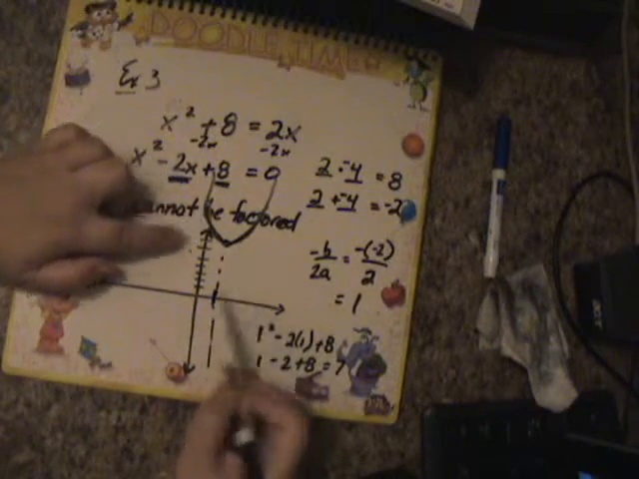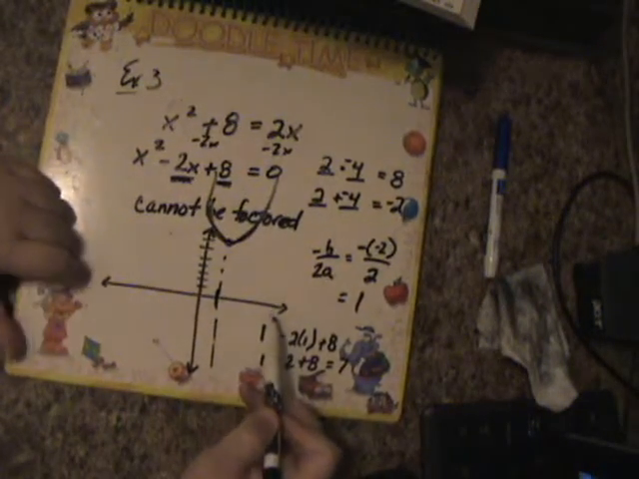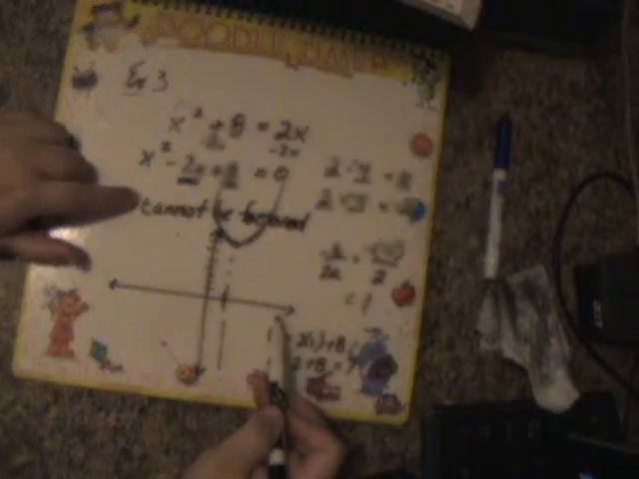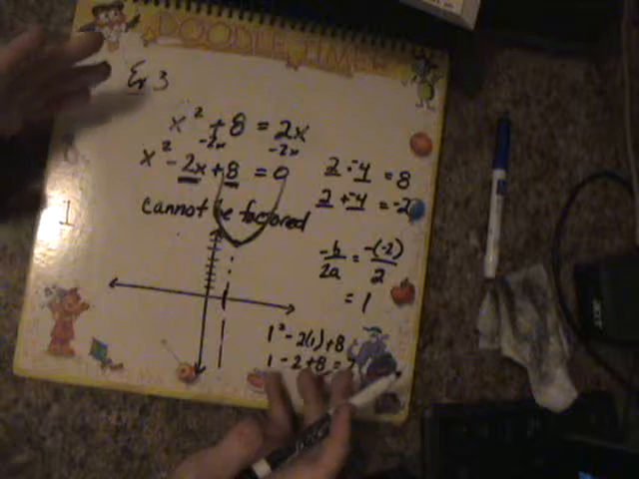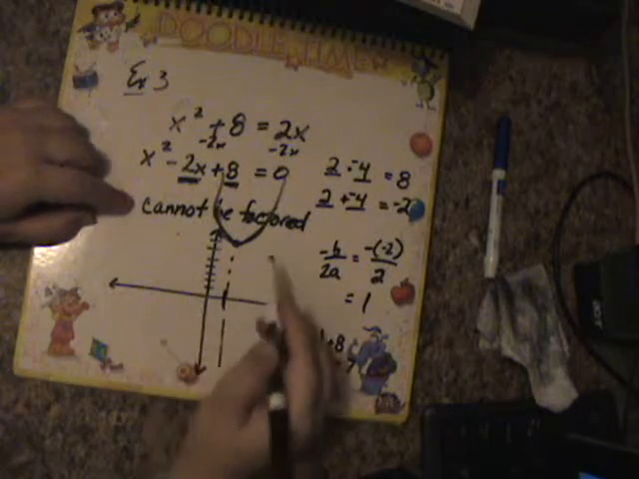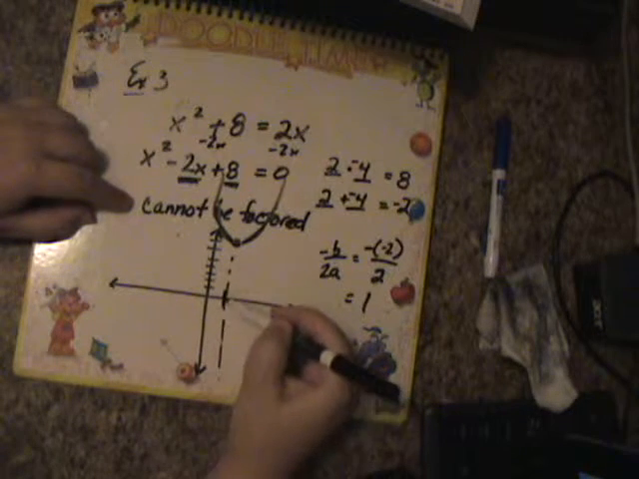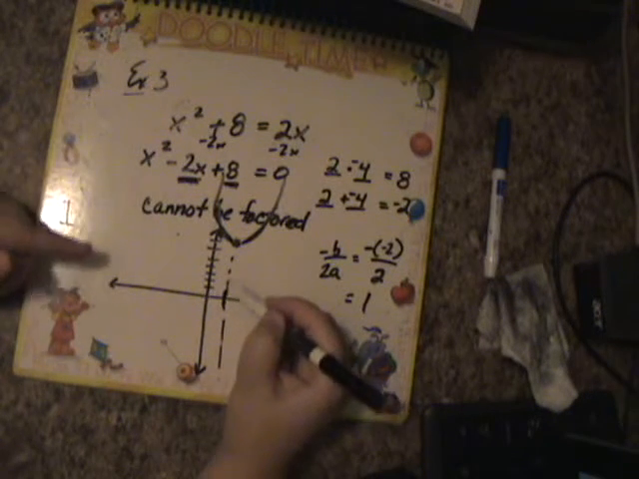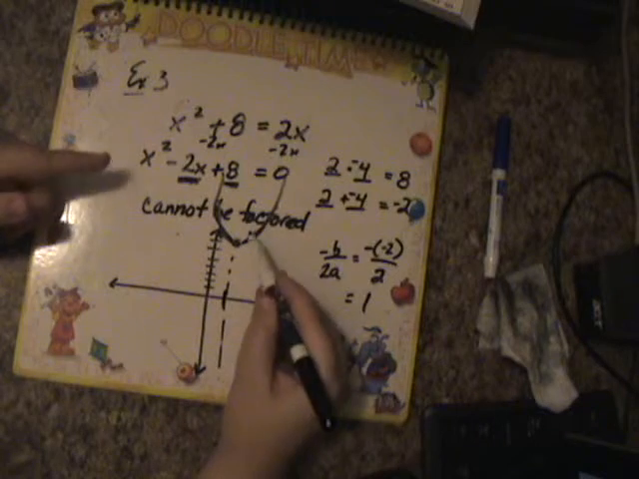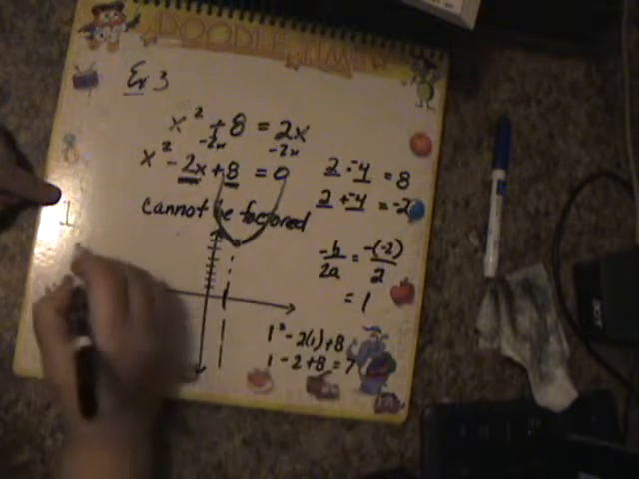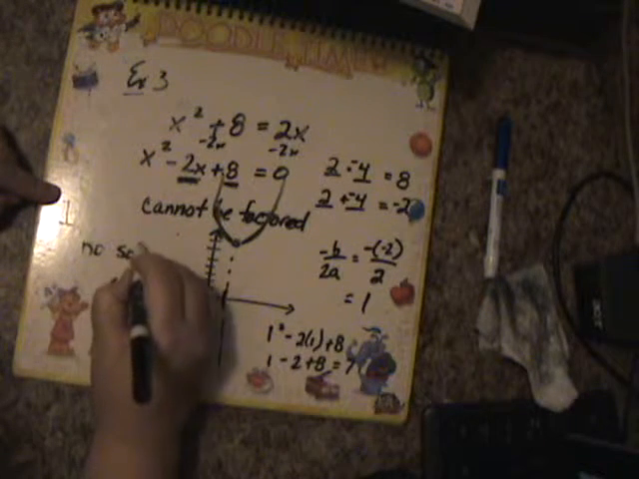So this means that the equation moves this way. Now, does this parabola ever touch my x-axis? No, it doesn't. And that's why it cannot be factored, or it actually has no solution, no real solution. And that's because it goes in an upward direction and it's got a vertex way up here. Anything that has a vertex above the x-axis and then goes in an upward direction will fall into this category. So this has no solution.